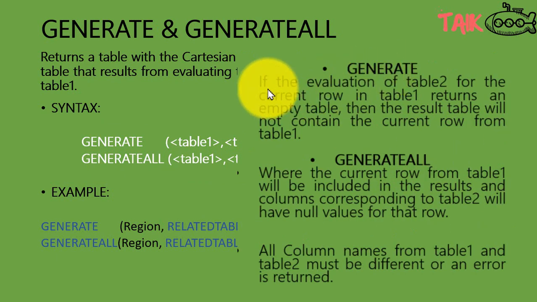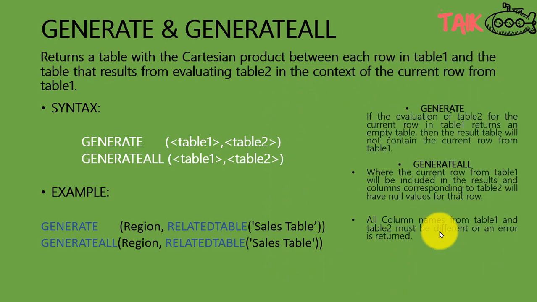If the evaluation of table 2 for a current row in table 1 returns an empty table, then the result table will not contain the current row from table 1. What it means is, if it is comparing table 1 and table 2, and a table 1 value is not available in table 2, then that row will not be visible in generate. Whereas in generate all, the table 1 value will be visible, and on table 2 it will show as a blank value. For both functions, all the columns from table 1 and table 2 must be different, or else it will return an error.